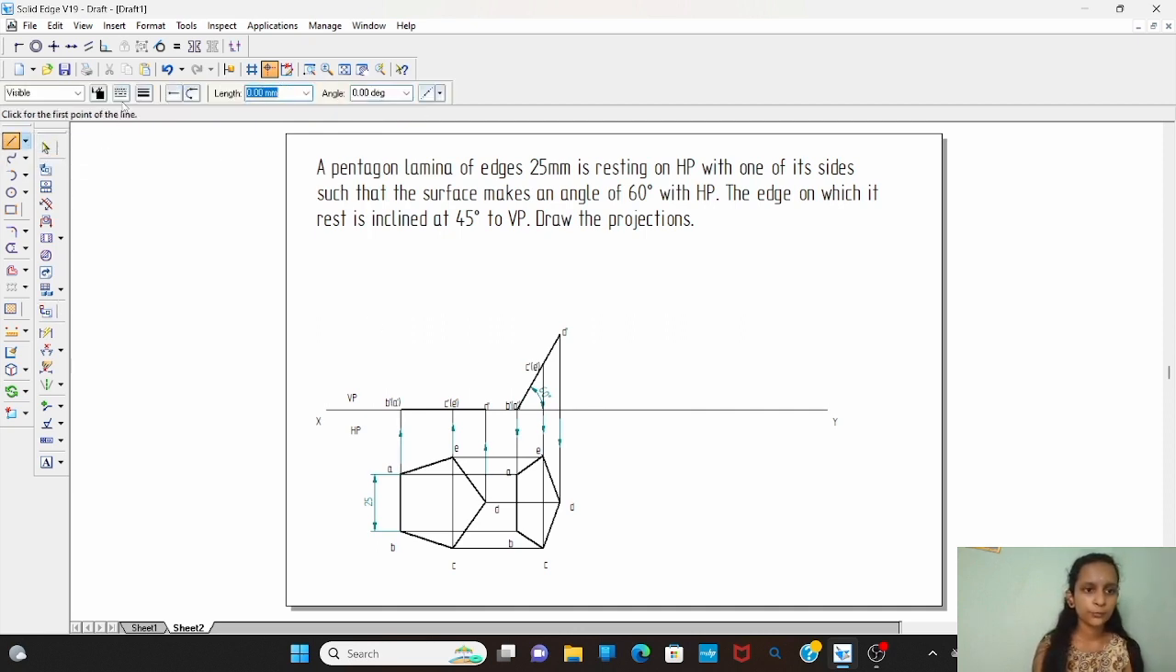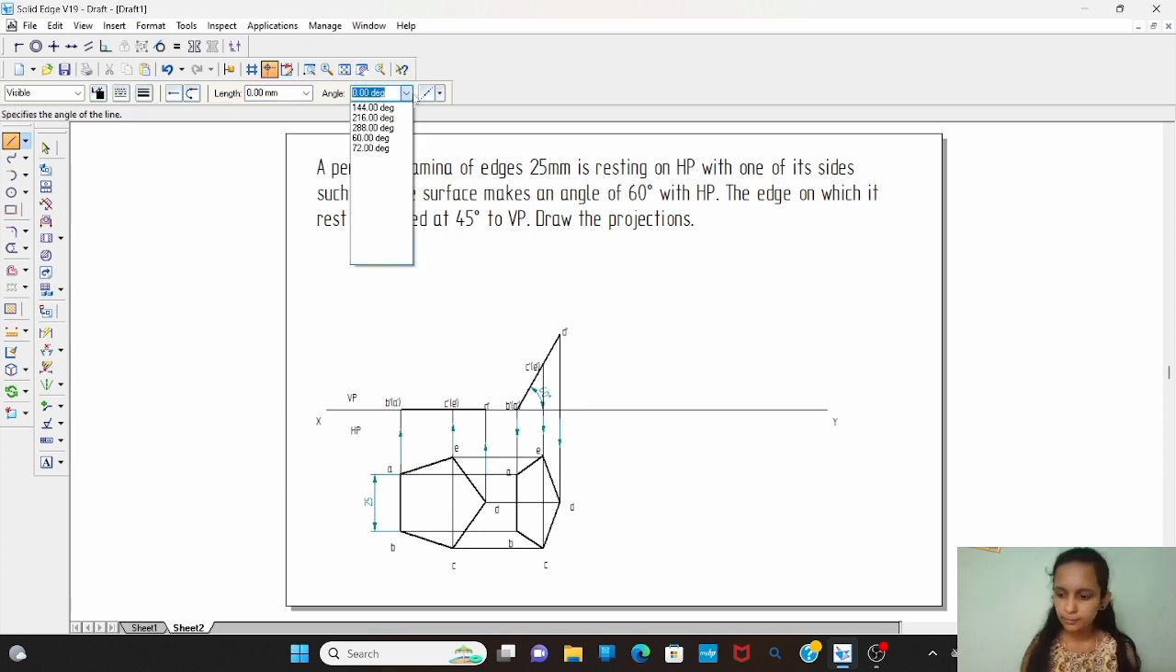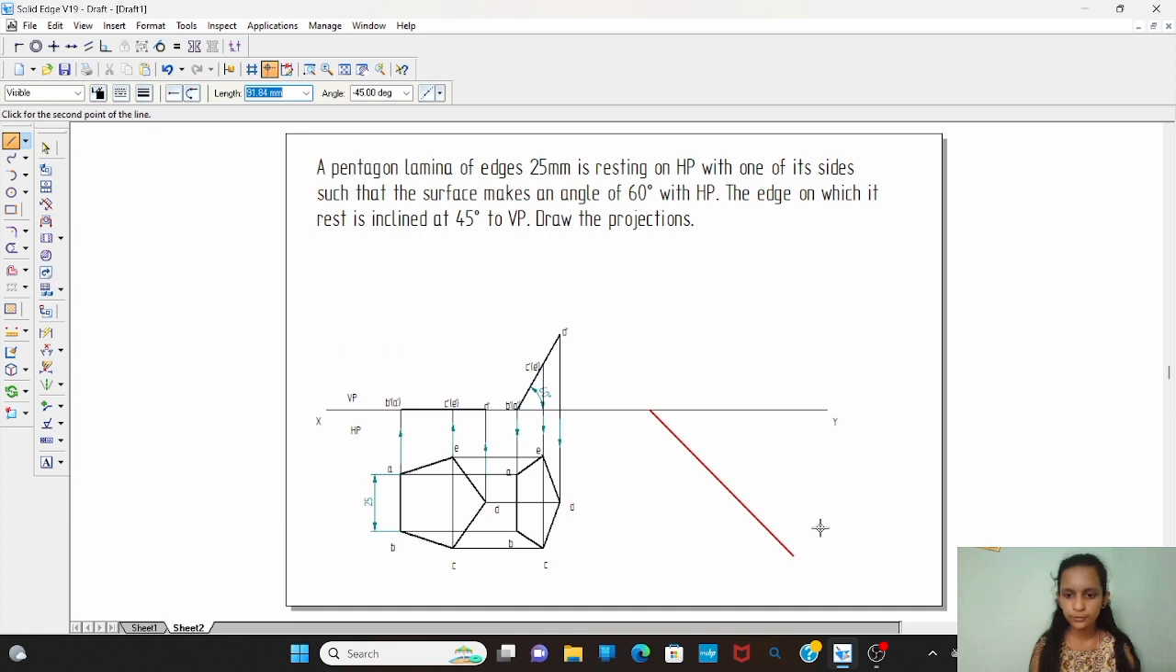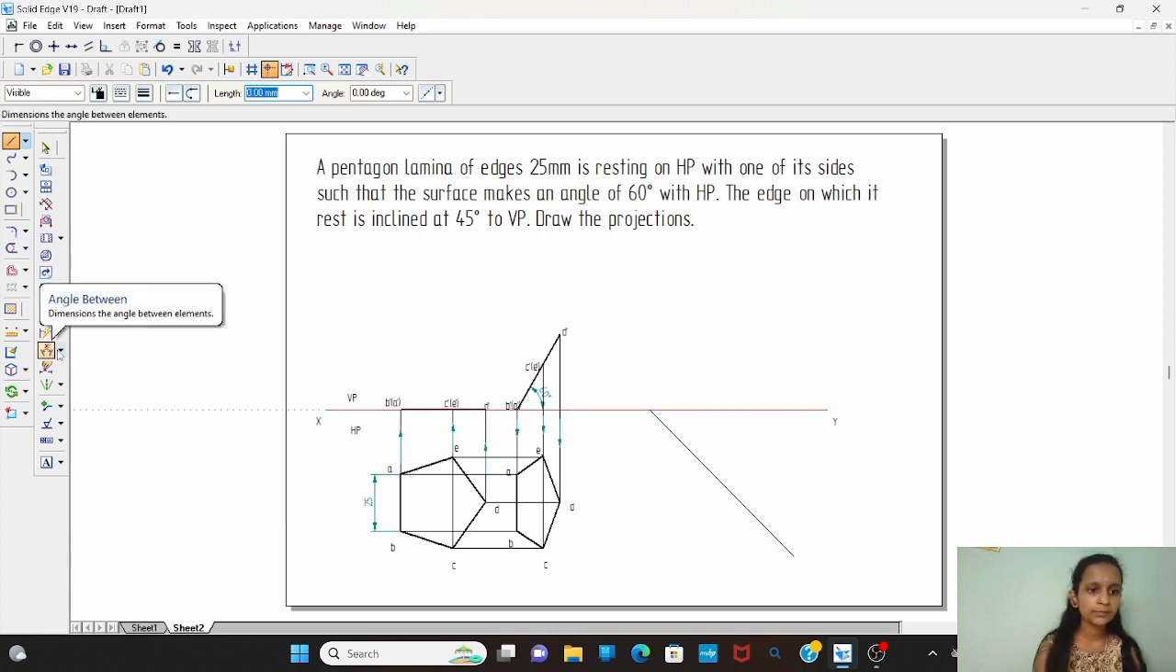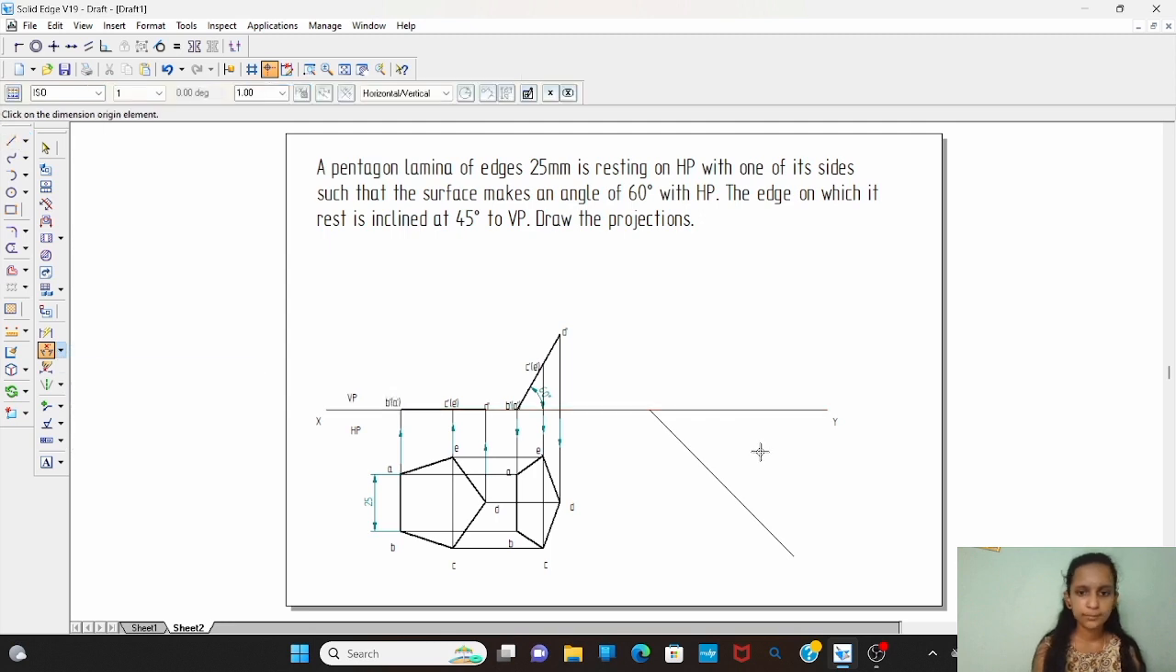Select one line of thickness 0.13 of angle minus 45, as we need it below the XY line, so it is selected as minus 45. Go to angle between and measure its angle. It should be 45. Yes. The edge on which it rests is inclined at 45 degree to VP. This AB edge should be placed on the 45 degree line.